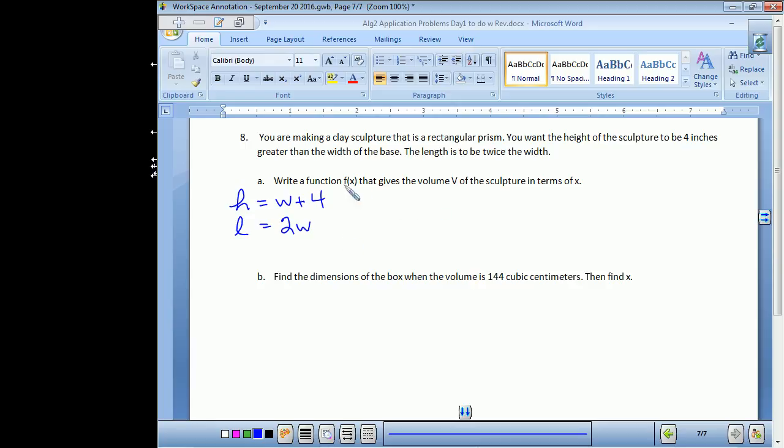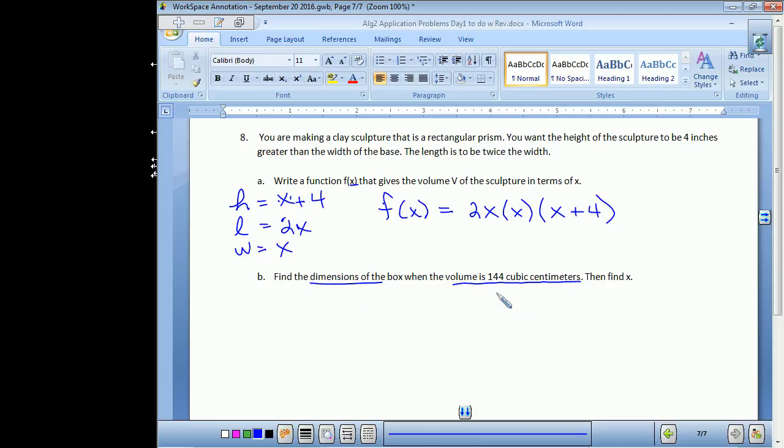Okay, so it says to do it in terms of x. So where the w's were, I'm going to put an x, and we'll say the width is x. When we go to multiply here, the volume in terms of f of x is the length times the width times the height. There's our equation. Now, find the dimensions, that's all 3 of them, when the volume is 144 cubic centimeters.